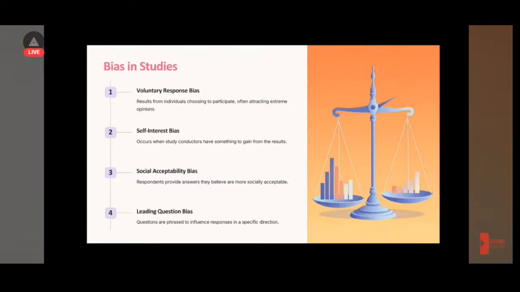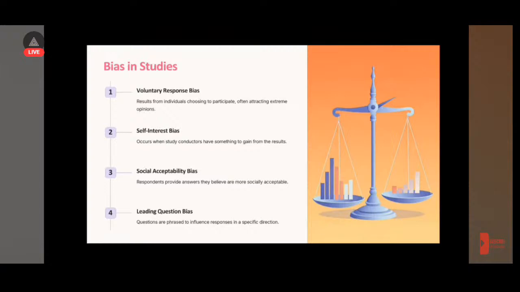Secondly, we have the self-interest bias. This occurs when study conductors have something to gain from the result. And this is not allowed in statistics because in this case, some of the people that conduct the experiment can manipulate the result to their own taste. And this is a big error in statistics.